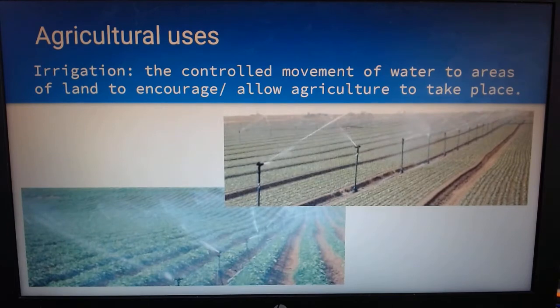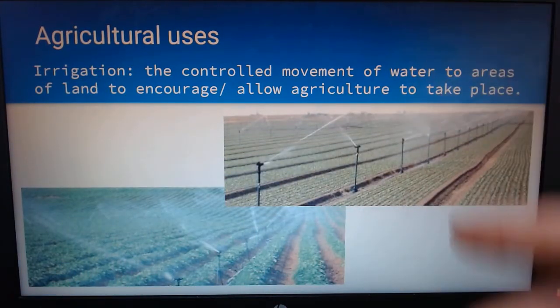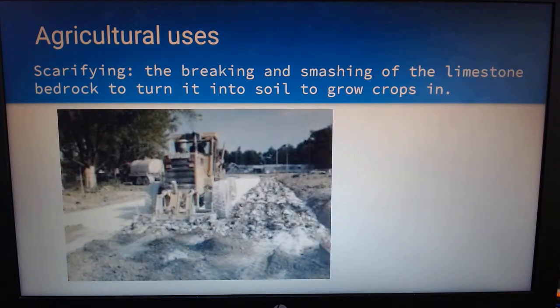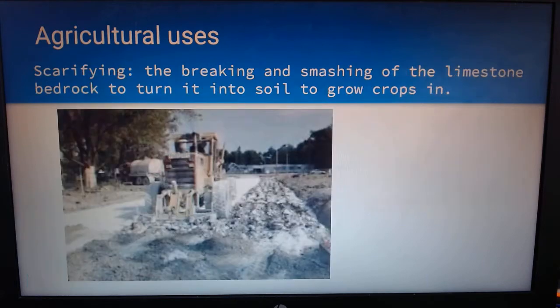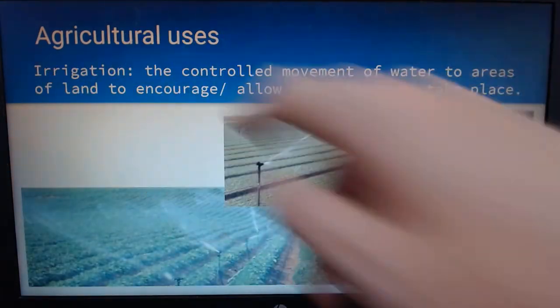All right, second of all, another problem we encounter is getting water to everywhere. Again, because our bedrock is limestone and the water will filter down through it instead of staying at the surface, we need irrigation, which is the controlled movement of water to areas of land to encourage or allow agriculture to take place. So these are the 2 things we need to do to our soils if we want large-scale agriculture, and it's 2 reasons why we don't have large-scale agriculture. So please make a note of this and of this under where you've headed up.